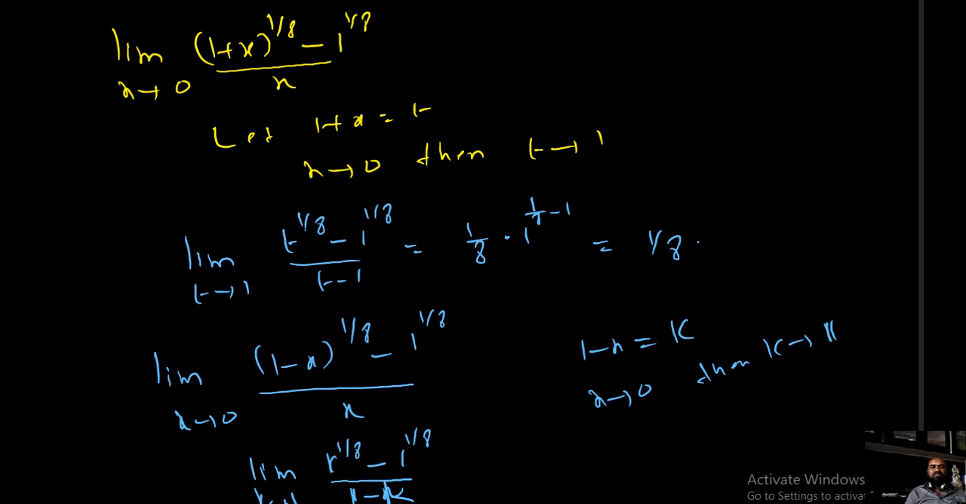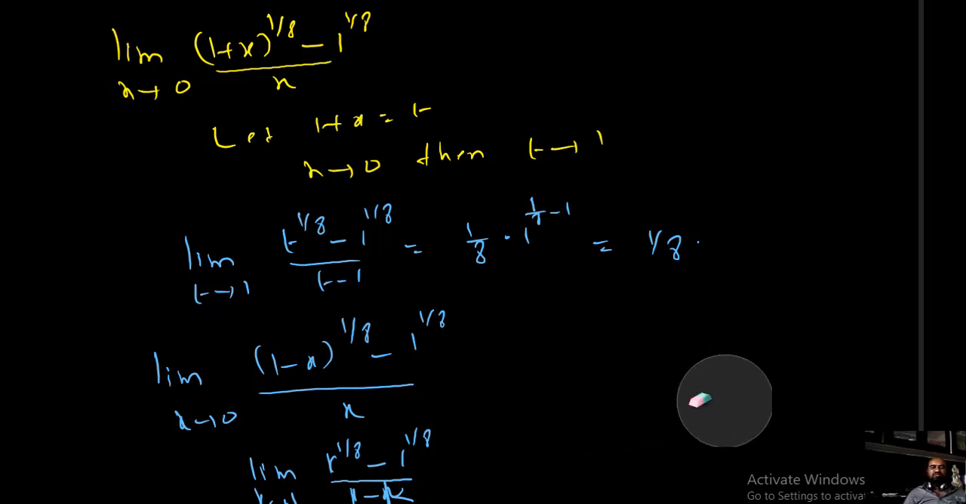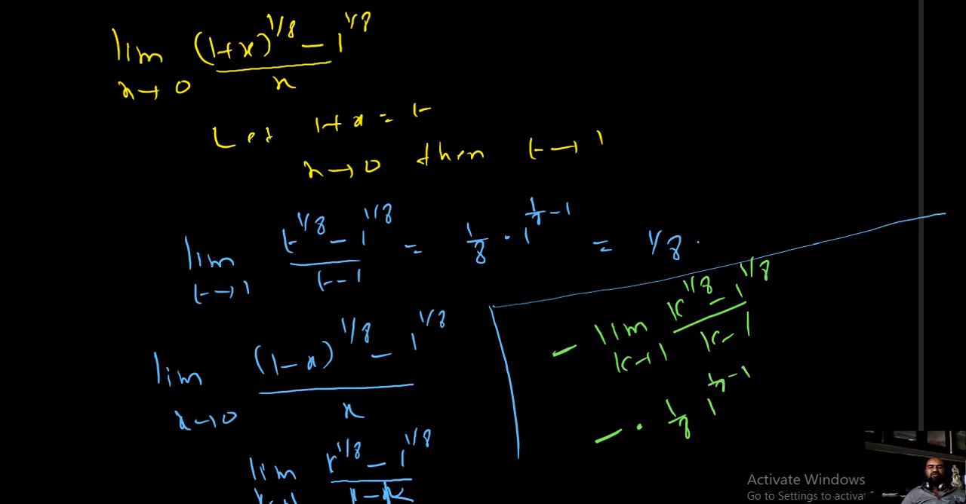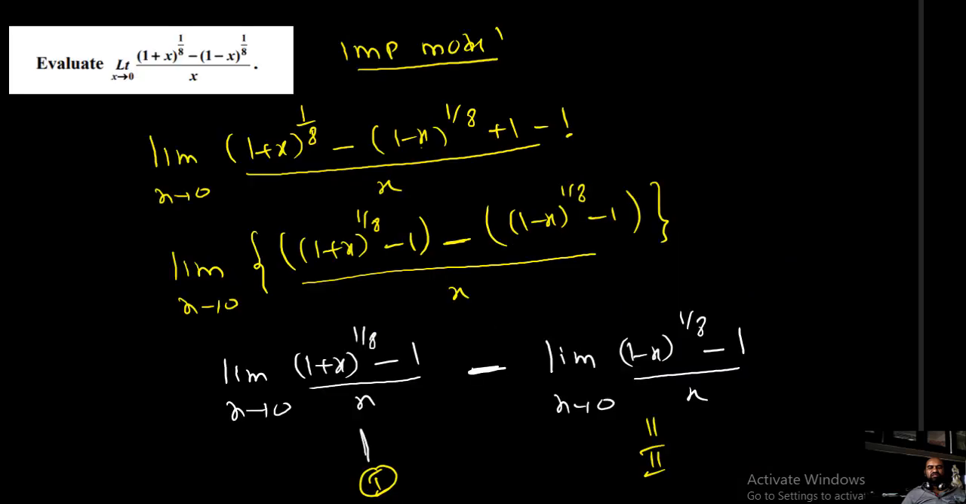So here I will write, students, okay, what you got, I want to take minus common because k minus 1 I want, minus limiting value of k power 1 by 8 minus 1 power 1 by 8 by k minus 1, k tending to 1, directly minus 1 into 1 by 8 into 1 power 1 by 8 minus 1, directly minus 1 by 8 I got. Okay, so actually this is taken as result number 1.